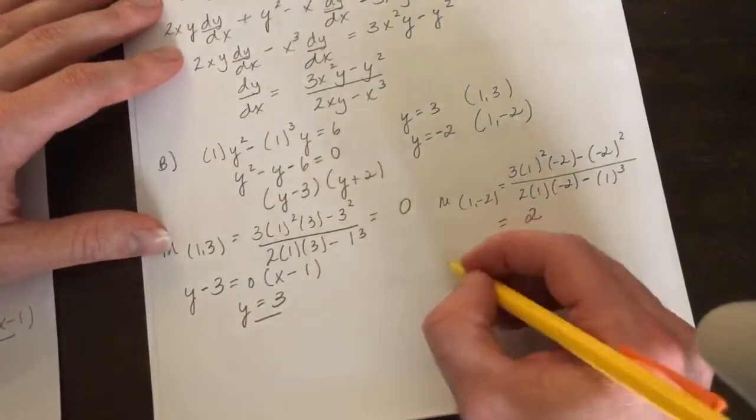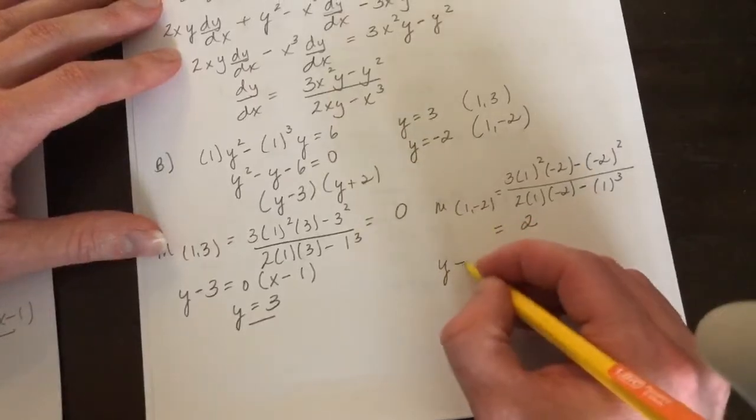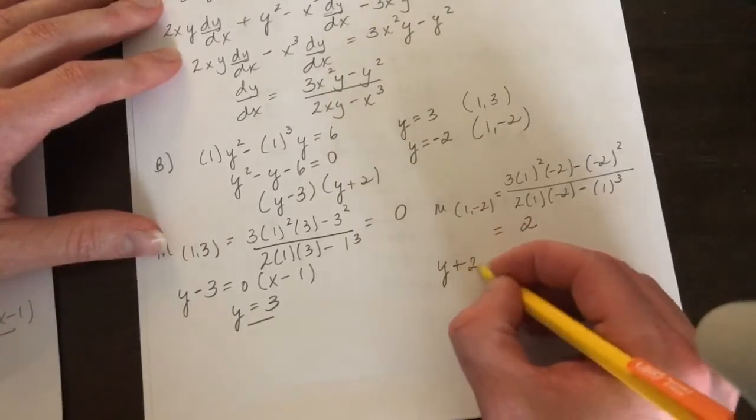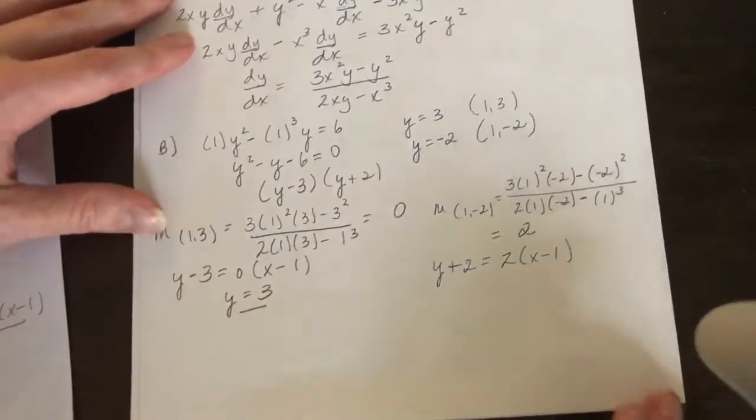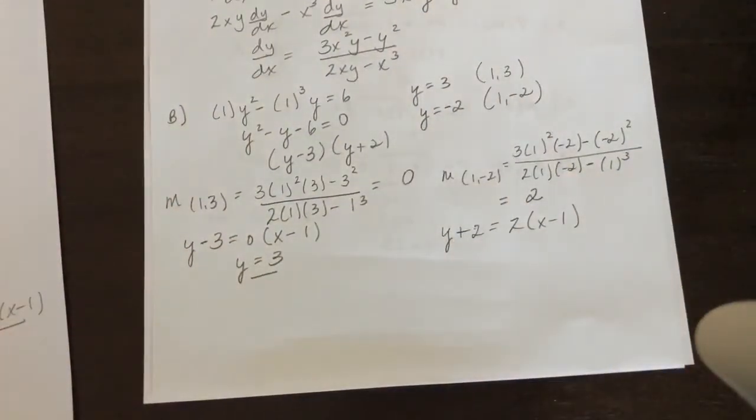And then our tangent line for this one is y minus a negative 2, so y plus 2 is equal to 2 times x minus 1. And I know I'm going through this quickly. I'm just trying not to make the videos last that long.